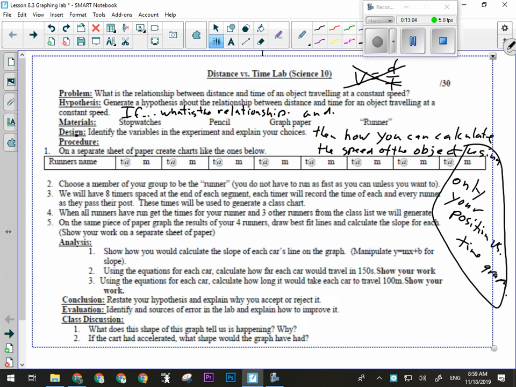Question number 2. Using the equations for each car, and Google Sheets will spit that out, it spits out y equals mx plus b for each line, calculate how far each car would travel in 150 seconds. So again, using y equals mx plus b to solve for how far they would travel in 150 seconds. And third question, using the equations for each car, calculate how long it would take each car to travel 100 meters. Again, show your work.